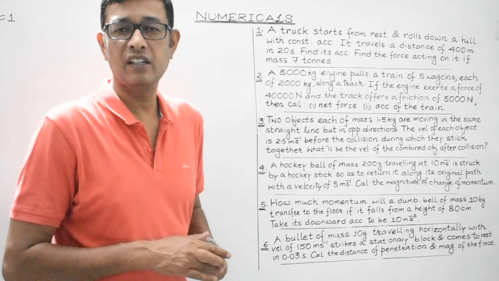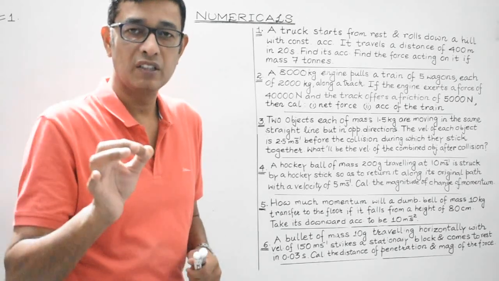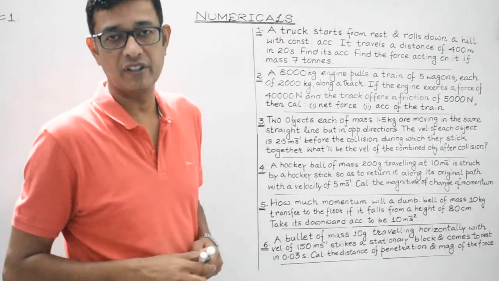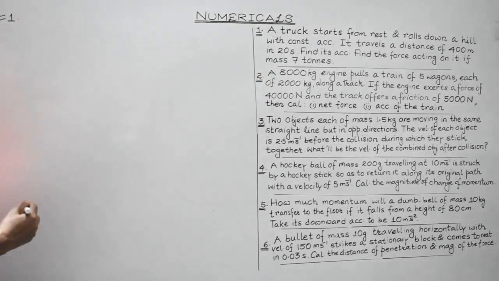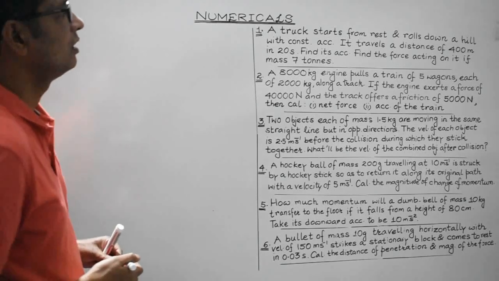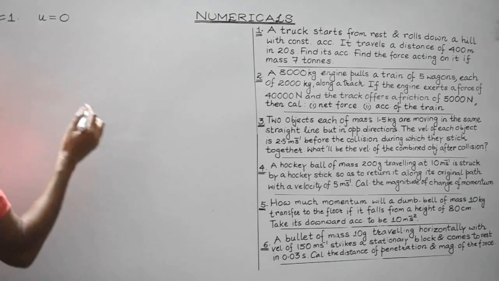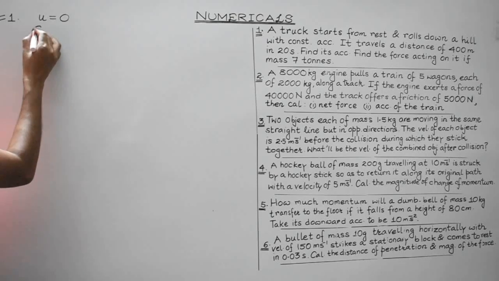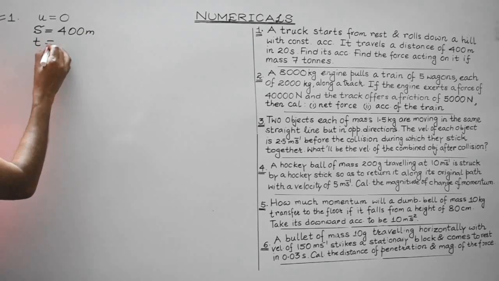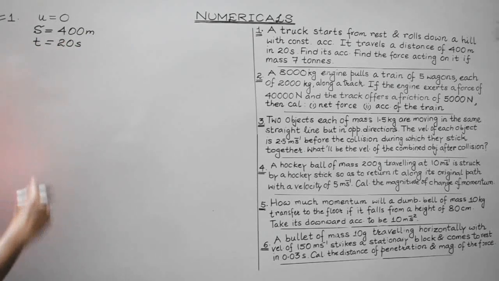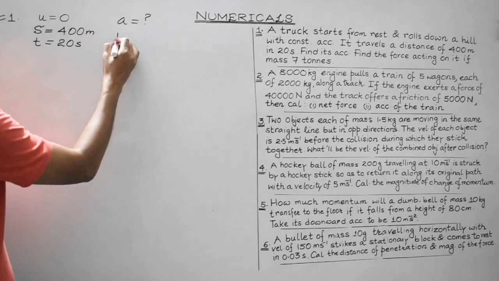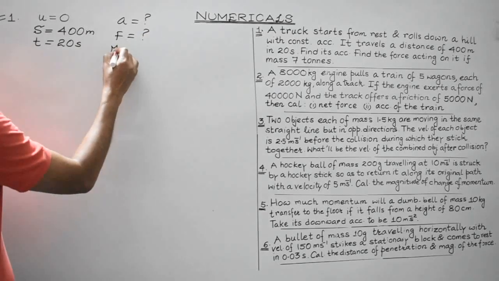So students, I have already advised you while solving numericals, first write down all the information which is given in the question itself, right? So a truck starts from rest. So what is the initial velocity of the truck? It is 0. It's given in the question. Rolls down a hill with constant acceleration. A is constant. It travels a distance of, S is the distance, it is 400 meters. And the time which it takes to cover this distance is 20 seconds.